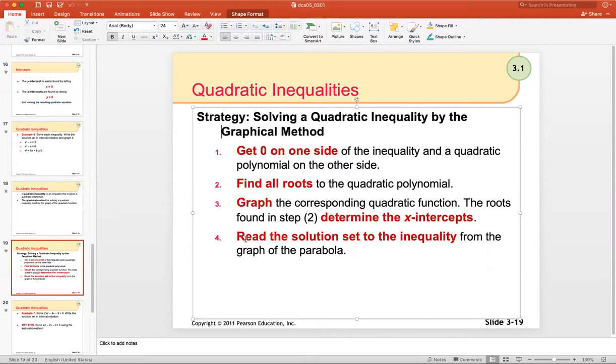So there are 4 steps. First step is get 0 on one side, and the second step, find all roots, and then step 3, graph, and step 4, read the solution set to the inequality. So let's take a look at these steps in detail by solving one example.